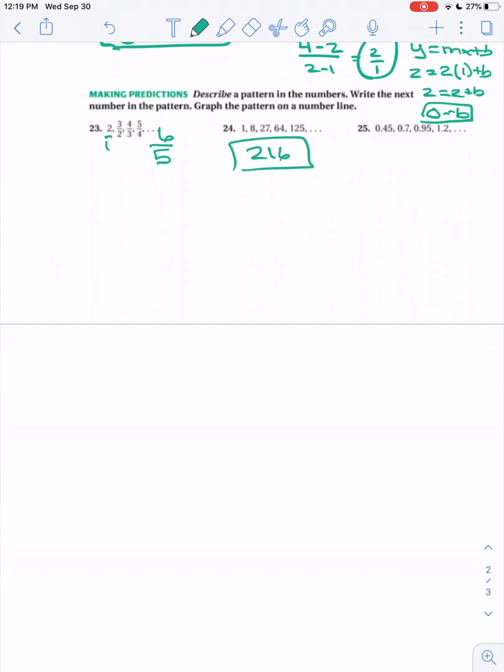And the last one, we're going from 0.45 to 0.7 to 0.95. So it looks like we're adding 0.25 every time. So I'm just going to go ahead and take the 1.2 and add 0.25, and the next number in our sequence is 1.45.